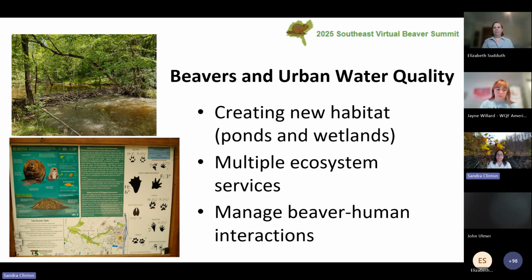So I hope I've demonstrated that beavers are good for water quality as well as other ecosystem benefits. They are here to stay. So we need to figure out how to deal with them.